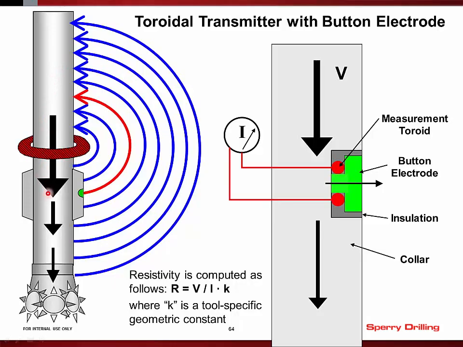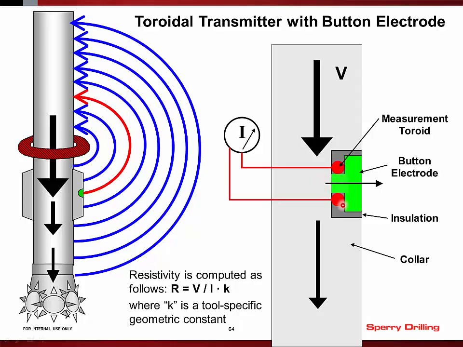Now the thing we're interested in is the tiny piece of that current that's flowing out through this little green measurement electrode. If you look over on the right here, we've got a zoomed in version of that, where you've got the collar and the green button electrode. The button electrode is electrically isolated from the collar at the sides. The only place where current can flow is through the stem of the button, which is right here.